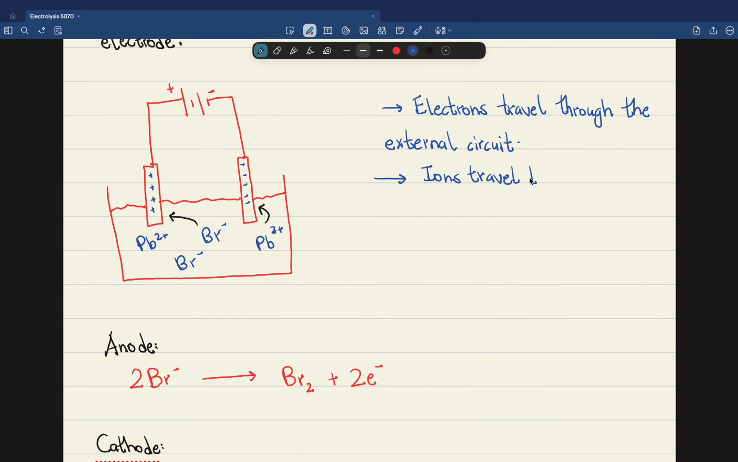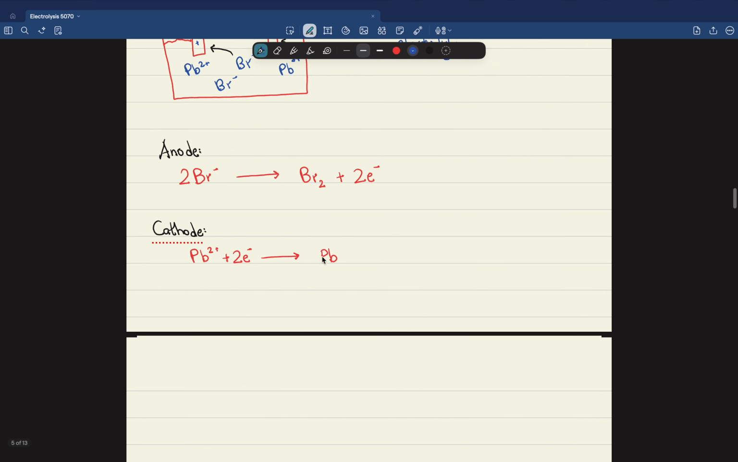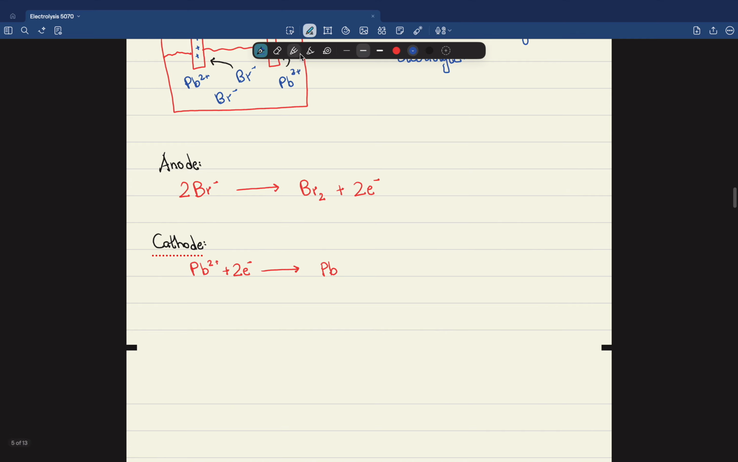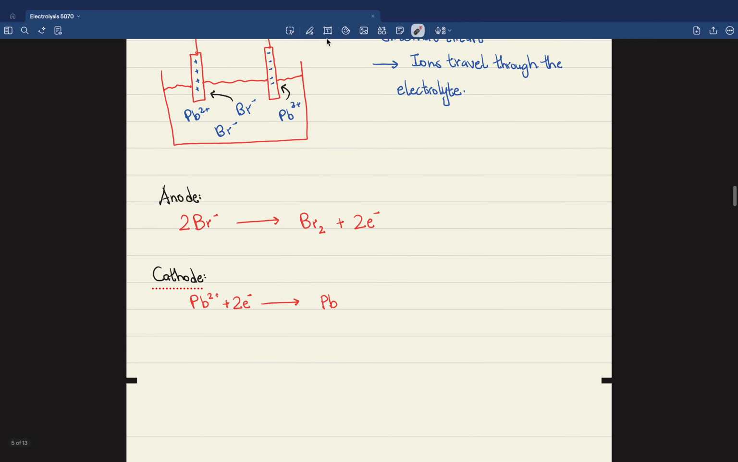Ions travel through the electrolyte. Okay, that is something you should know. This is a very common MCQ question. This is a very common exam trap as well that you need to be able to identify. Okay, so that is exactly what's happening. This is, at its core, what is happening here.